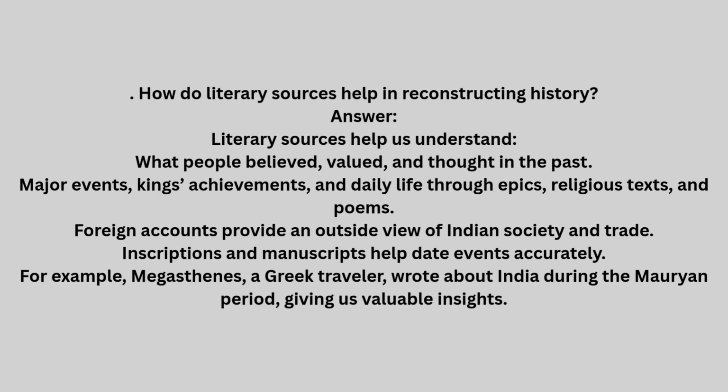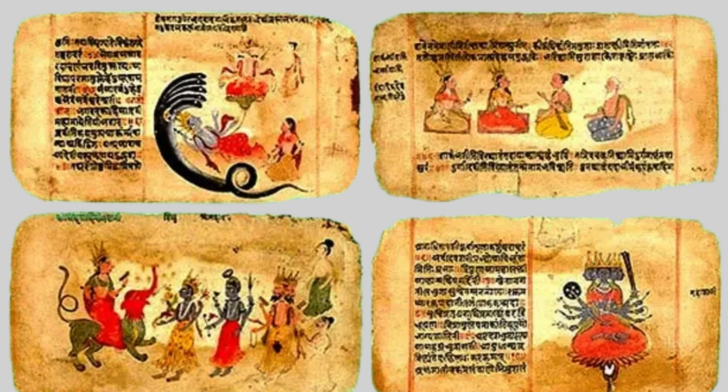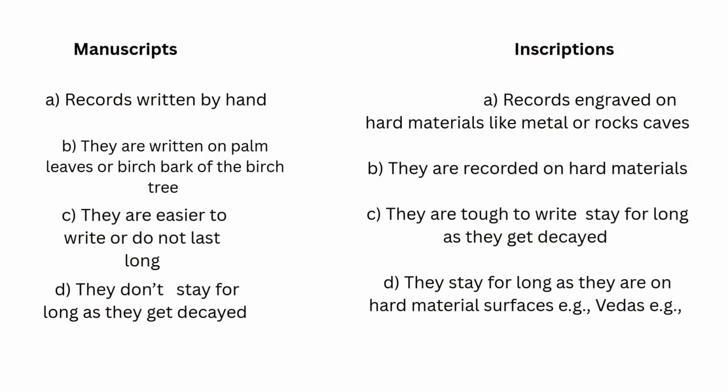Literary sources again help us to understand what people believed, valued, and thought in the past. Foreign accounts provide an outside view of Indian society and trade. Then the inscriptions and manuscripts help date events accurately. But the question is, what are these manuscripts and inscriptions?